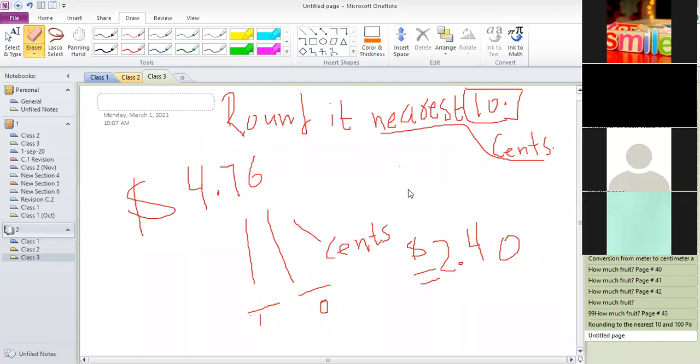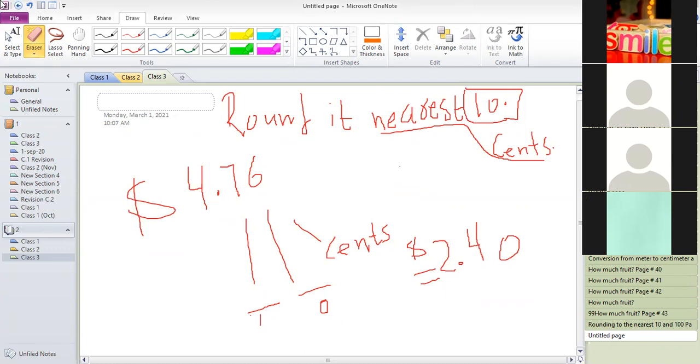It's $4.80. Very good, guys. The answer is $4.80. Because you are rounding only cents, you just care about the cents, and the dollar will be the same.